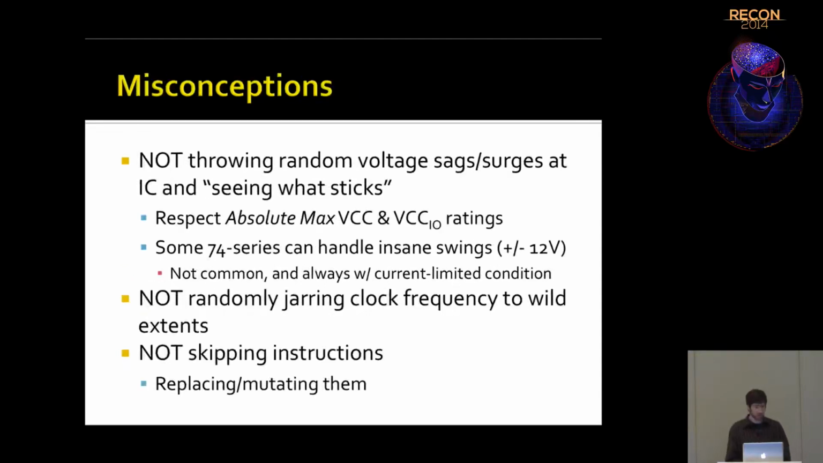So just to cover a few misconceptions, you're not throwing random voltages, sags, and surges at the IC and seeing what sticks. It's a very good idea to respect the absolute maximum ratings if you have a data sheet or if you suspect what family of logic it is. Still respect them for VCC, VCCIO. There are some specific families of 74 series that can handle almost limitless voltage swings. For example, I've seen a logic 74 gate that can take plus or minus 12 RS-232, but that's because you're severely limiting the current going into that chip on purpose so that you're not going to damage it.